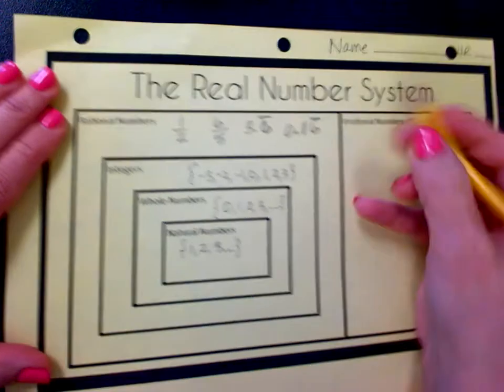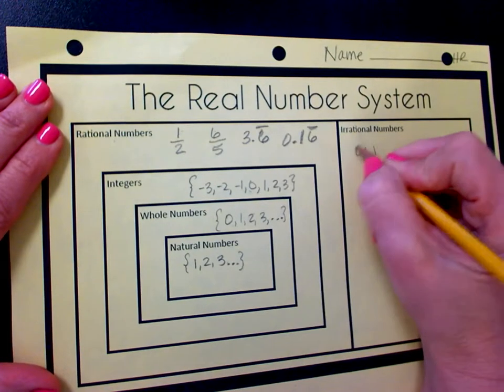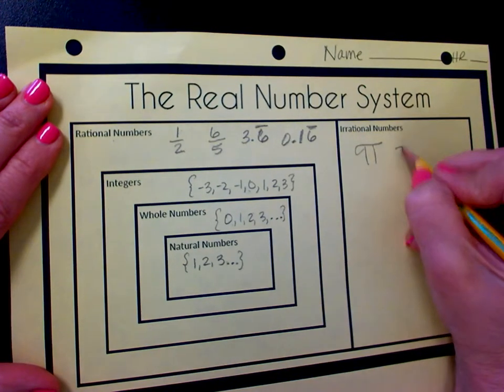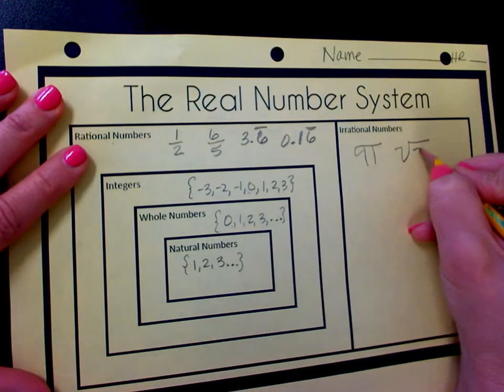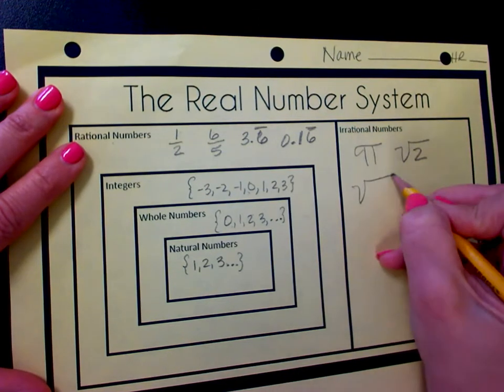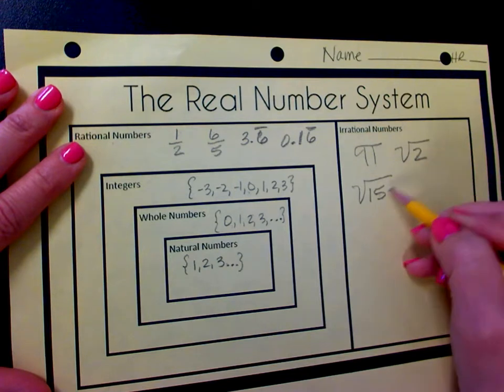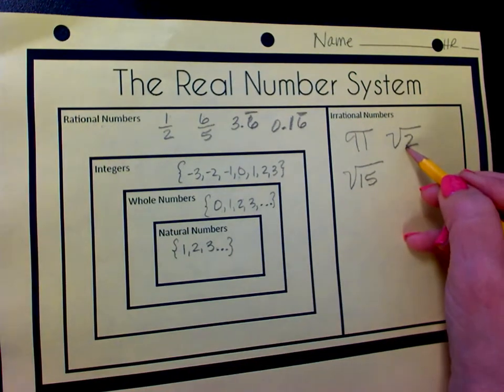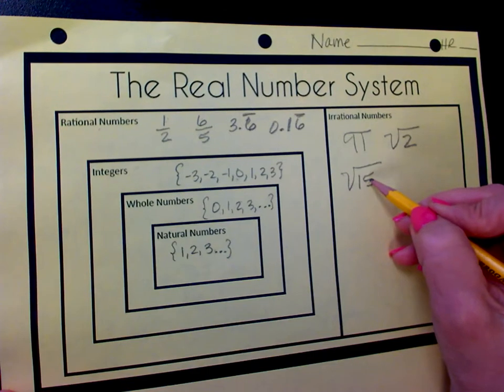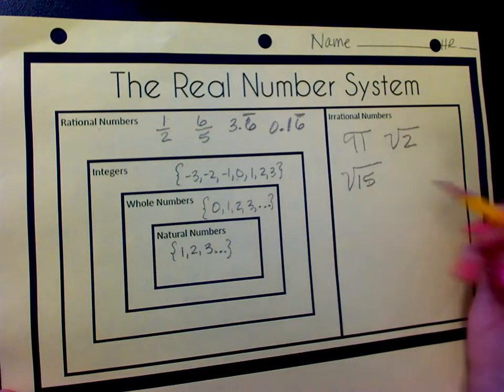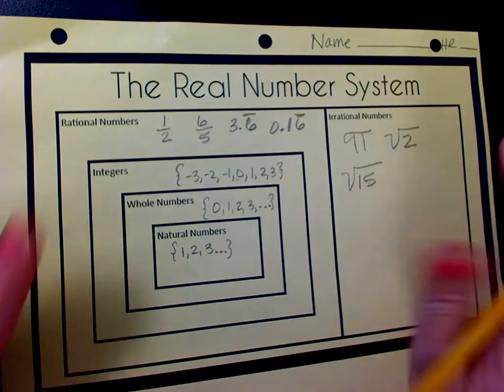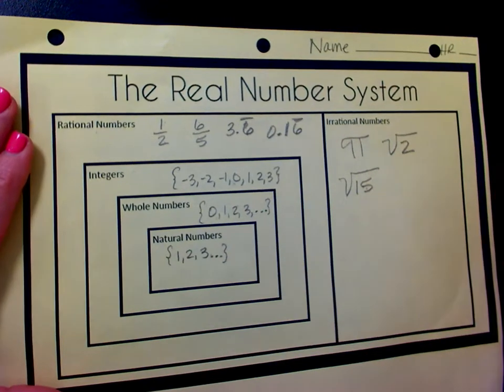Okay. Now, irrational numbers. Of course, the most famous one is pi. Square root of, let's say, 2. Square root of 15. As long as these are not perfect squares. And remember your perfect squares. You can look at your yellow perfect squares chart. If there's no whole number times itself that gives this number, it's an irrational number. Okay, so that's the video notes of the real number system.